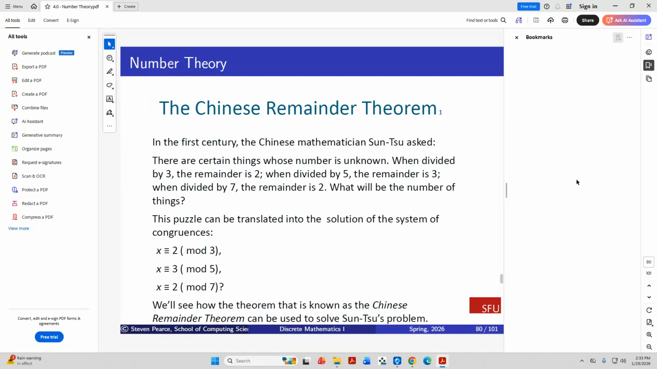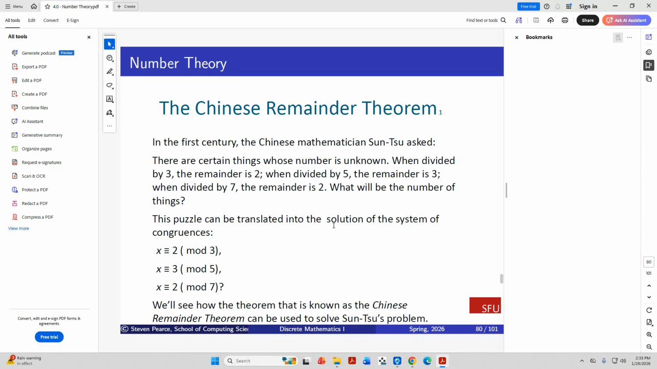Fine. And so now finally we hit the big one. Okay, this is the most important theorem of this section, the Chinese remainder theorem. Okay, and this goes back to Sun Tzu. Don't laugh too hard at me. Okay. Who is this? The same guy that wrote The Art of War? Well, I'm not sure. There are certain things whose number is unknown.